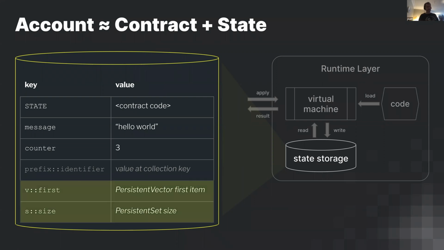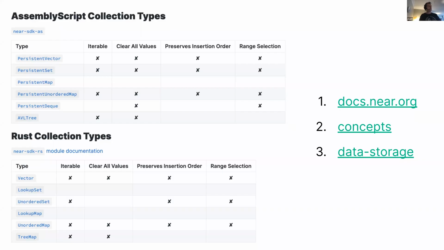At the bottom here, we have these collections, and these collections are abstractions around the key value storage that make it feel like a vector or a persistent set, or whatever. Here are some of these collections in AssemblyScript and Rust, and you can see we've marked them as iterable, whether you can clear all the values, and so on, to give you an idea. If you go to docs.near.org, look for concepts in the top navigation and then data storage on the left-hand side, and you'll find this and much more documentation about how these collections work.